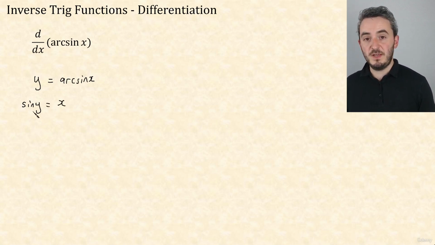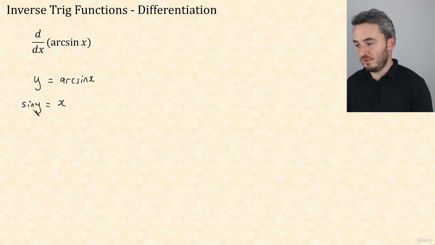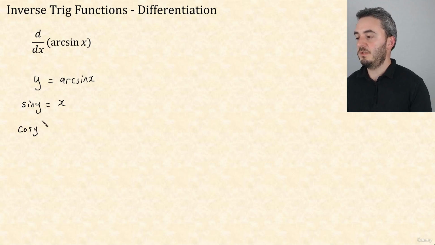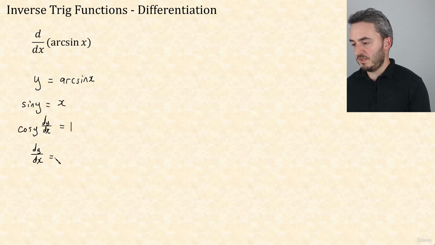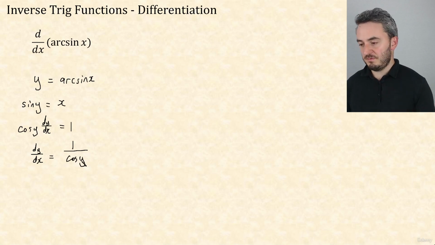Now we can differentiate this using implicit differentiation, because the derivative of sine y with respect to x is cos y times dy by dx. The derivative of x is just 1. So we have our expression for dy by dx, but it's in terms of y. dy by dx is 1 over cos y. But we want the derivative in terms of x. So how do we express cos y in terms of x?